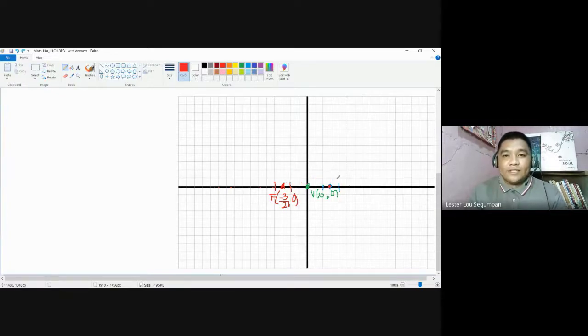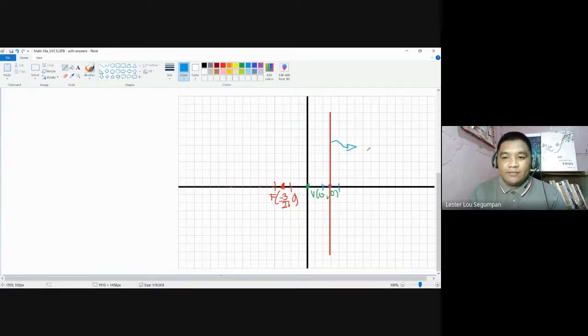However, since our graph is now opening sidewards, we cannot make a horizontal directrix because it should be perpendicular to the axis of symmetry, which in this case is the x-axis. So the directrix is a vertical line now passing through that point, with a distance from the vertex similar to the distance of the focus to the vertex. Sorry for that. Okay, I'm hoping this is straight. So this is our directrix.